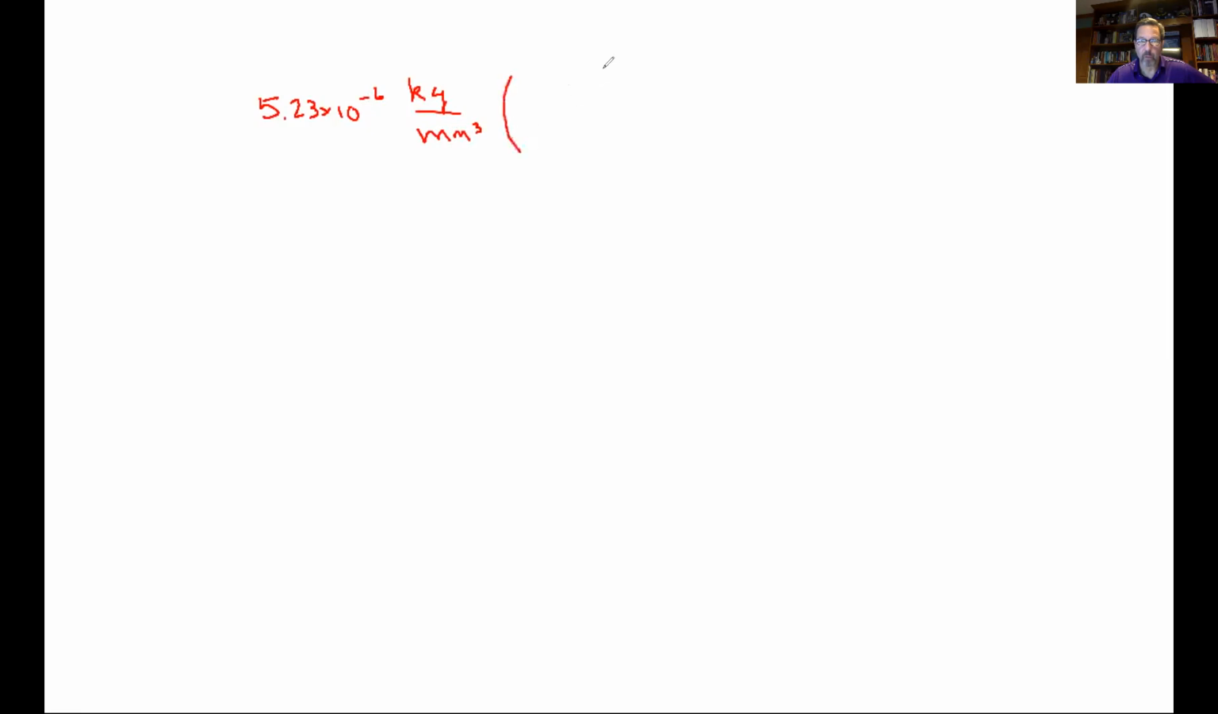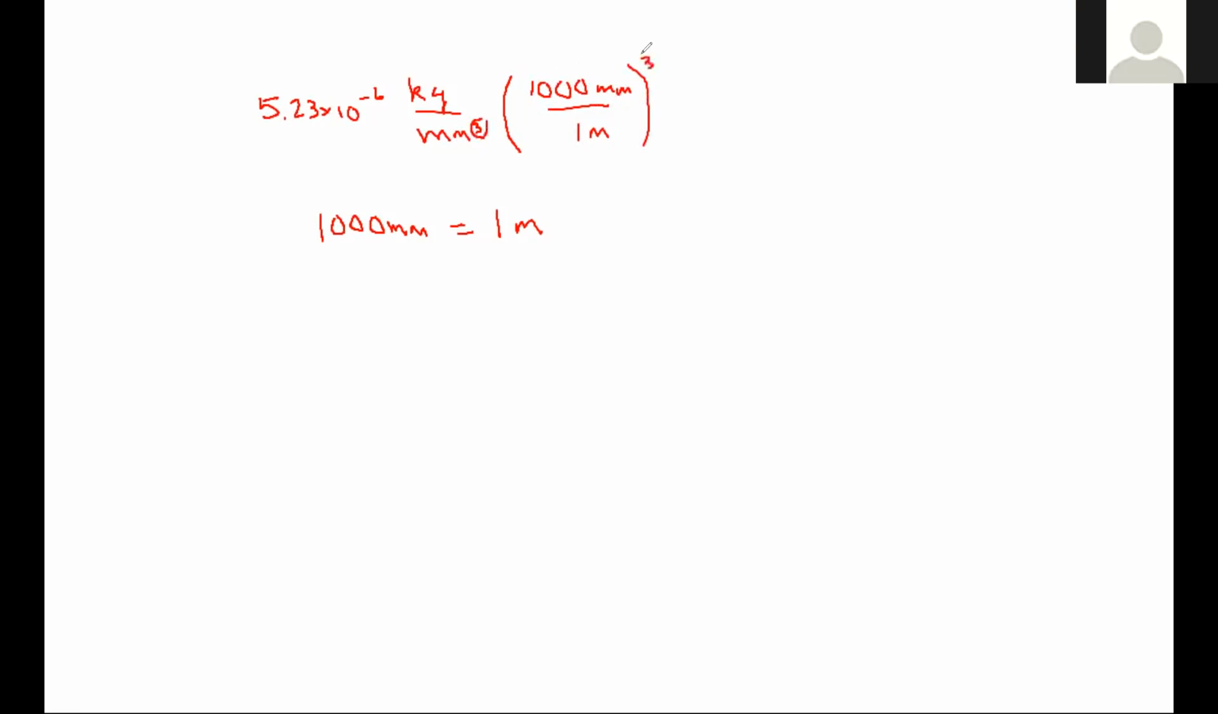So the first thing I do is ask, what's the conversion between millimeters and meters? I think there's 1,000 millimeters in every meter. Agree with that? Yeah. So in order to cancel, I need the 1,000 millimeters to be in the numerator and the meter to be in the denominator. But that's cubed, isn't it? So this has to be cubed, and then that unit and that unit will cancel.